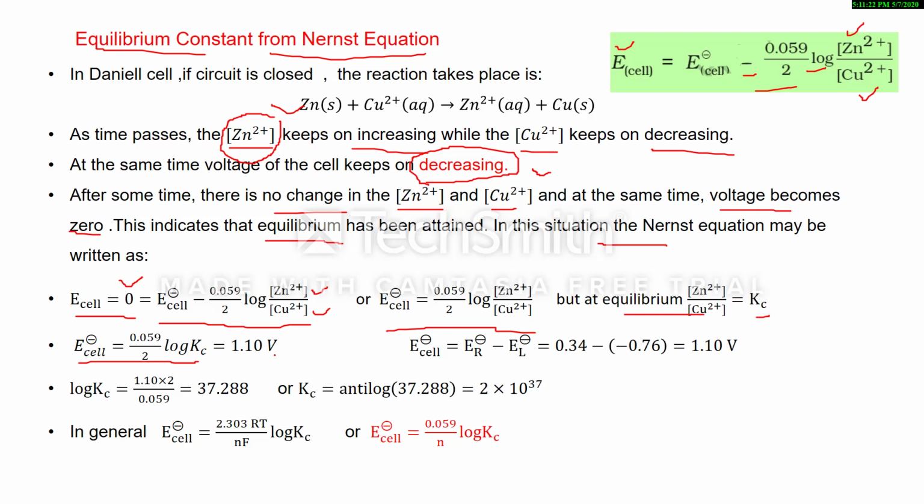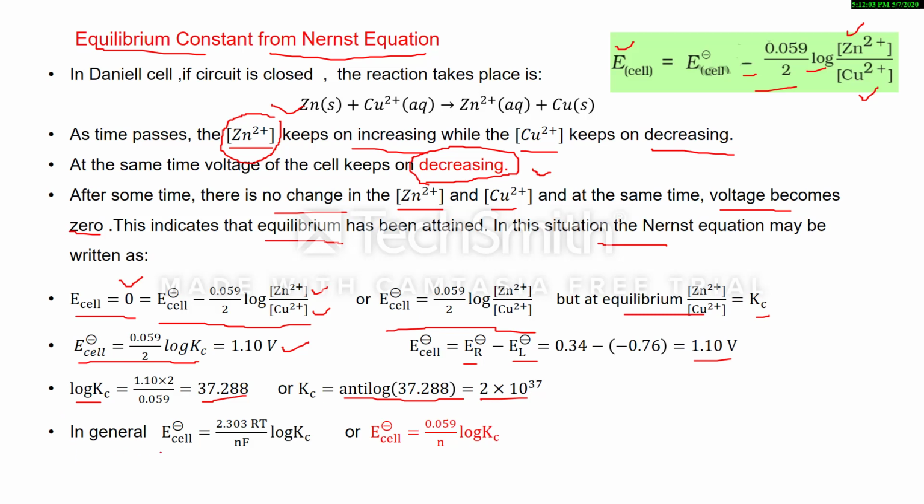Okay, and as we know, this is E standard cell. In the previous video, we found this is E right minus E left, and this comes to 1.10 volt. From this, we can find the value of Kc. Log Kc is equal to 37.288 for this value of E standard cell. If we take the antilog of this, we get 2 into 10 raised to the power 37. So in this way we can relate the E standard cell to the equilibrium constant.